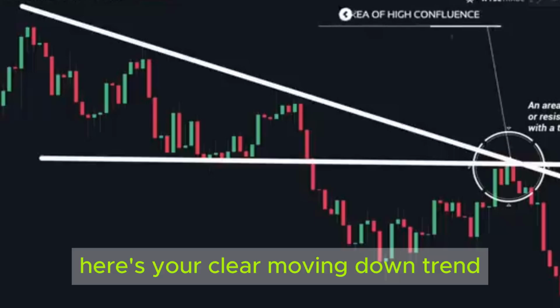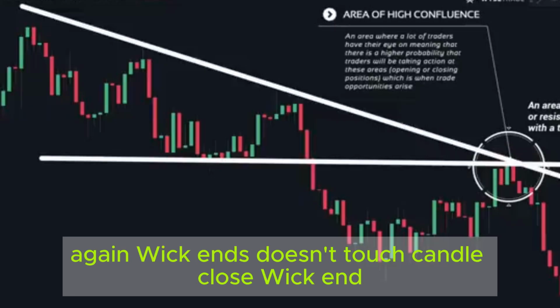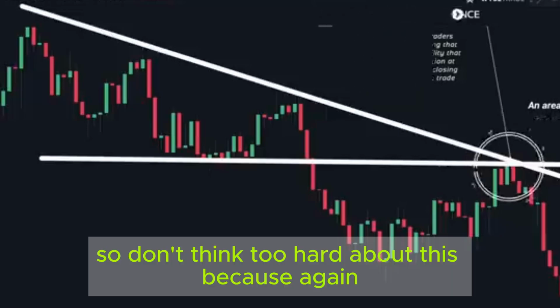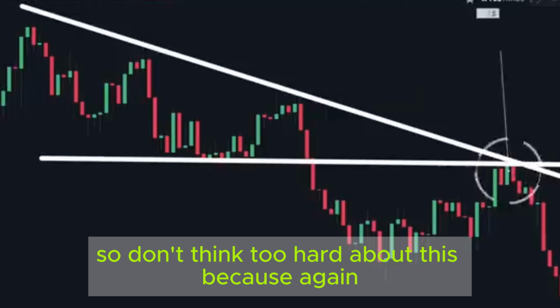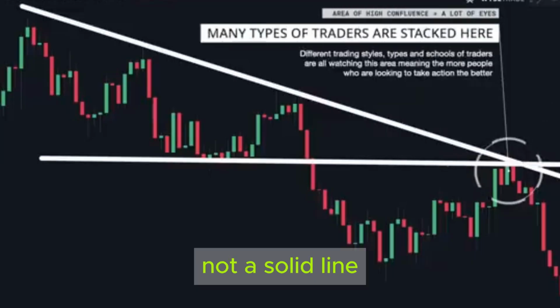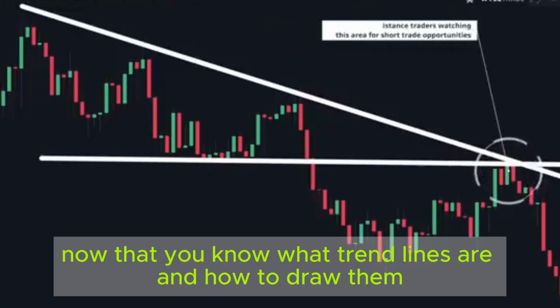Here's your clear moving downtrend, and along the top, we would place our trend line like this. Again, wick ends, doesn't touch, candle close, wick end. And along the bottom, we would place our trend line like this. So don't think too hard about this, because again, we use trend lines as guidance and treat them as areas, not a solid line.